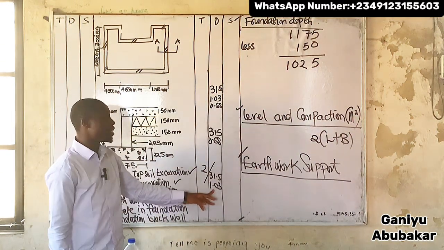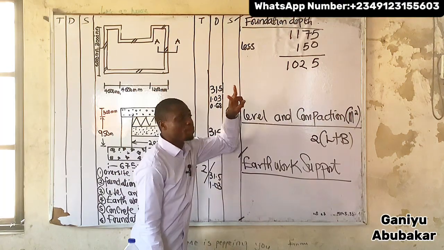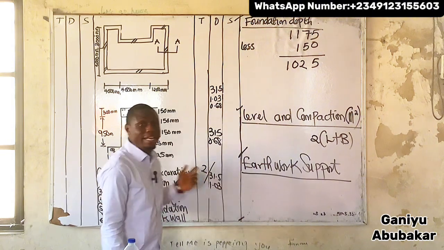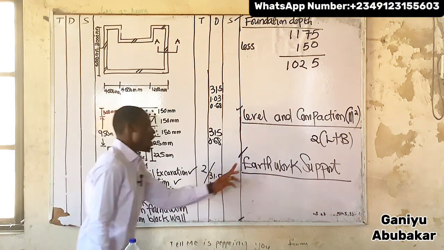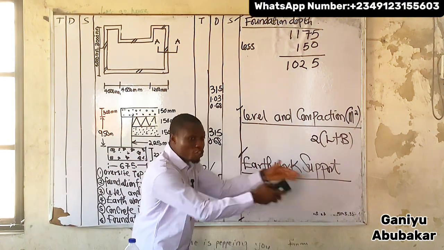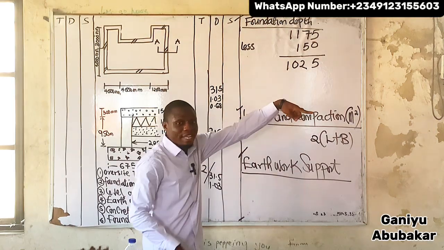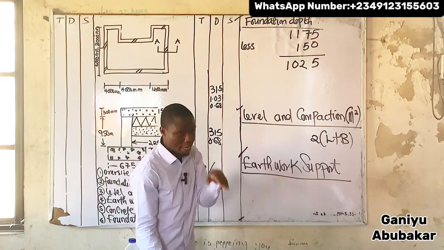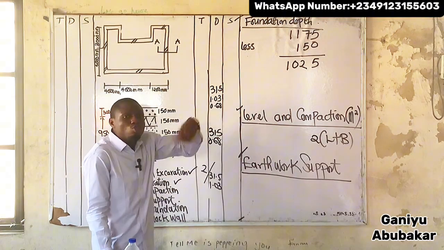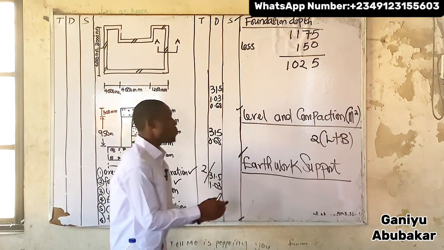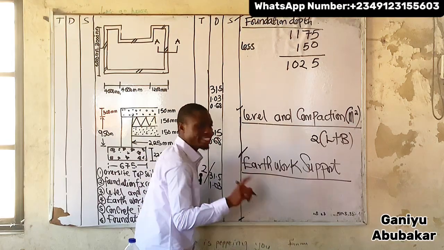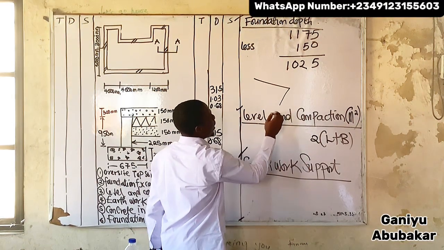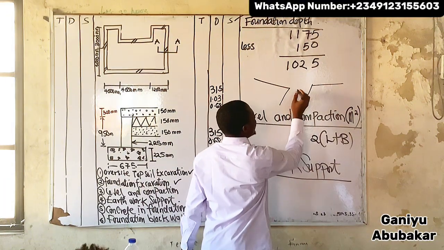And this. So I'm saying that for level and compaction, multiply the foundation excavation by the base. Next up, earthwork support, multiply the foundation excavation and the depth, foundation excavation by foundation depth. I have it here, but 2 times the stuff, because my earthwork support is something of this nature. That thing that I want to draw, I don't know how to draw that stuff.